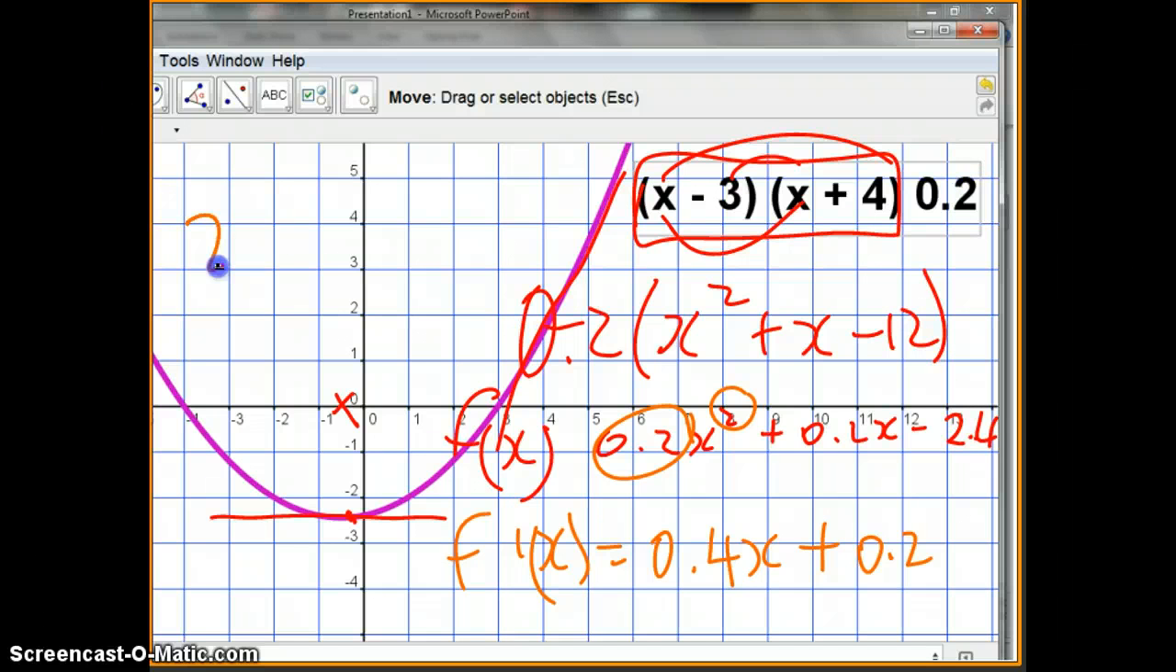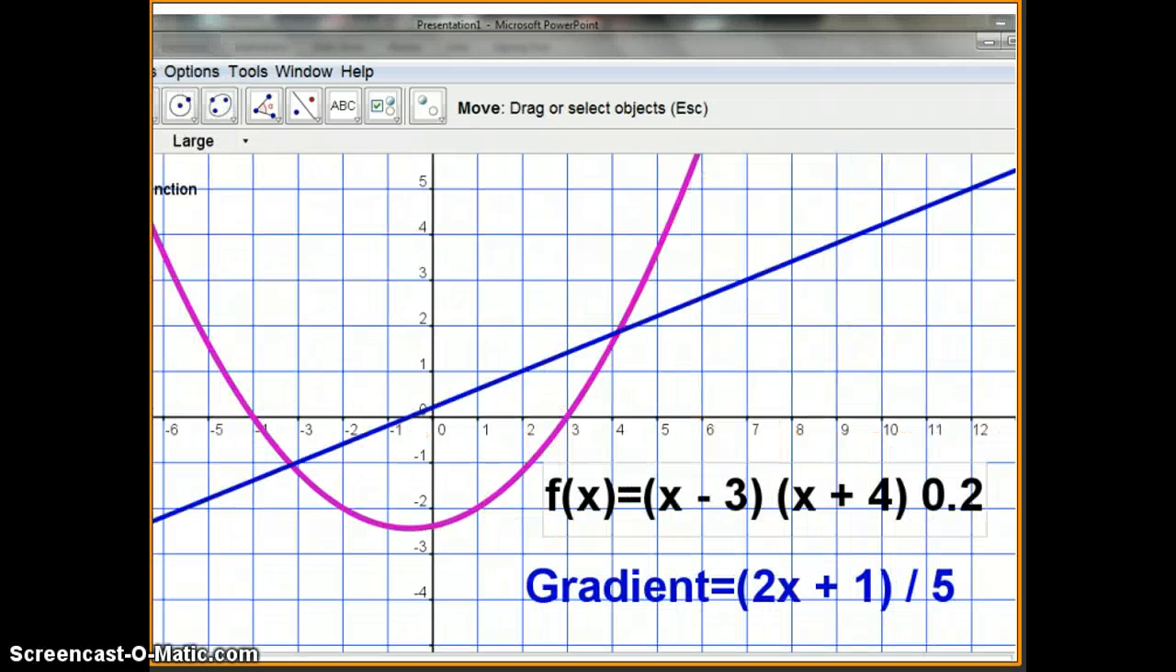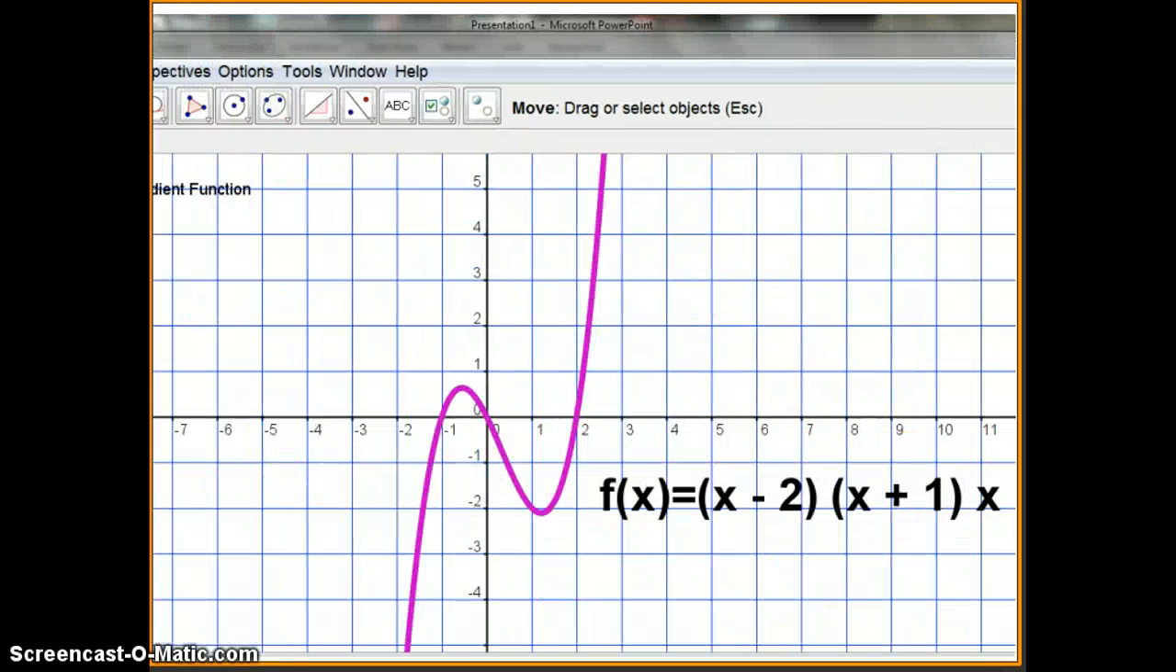And remember that 2.4 is actually 2.4 times x to the power of 0. So the 0 times that makes it disappear, so the rule still applies. So there we have our answer, 0.4x plus 0.2, and that is correct, just a different format. And how good was my drawing? Oh, disappeared, never mind. On to the next one.